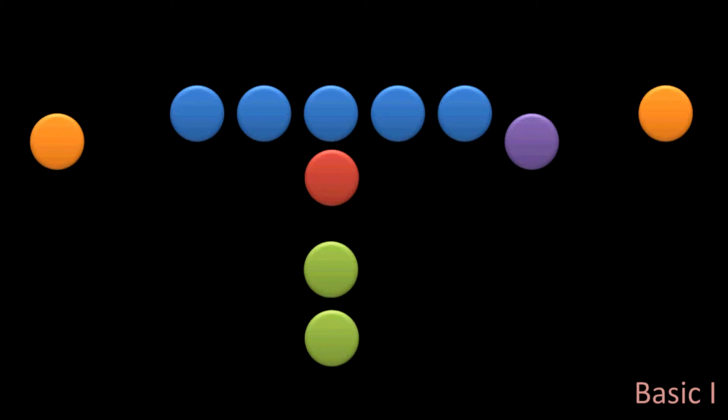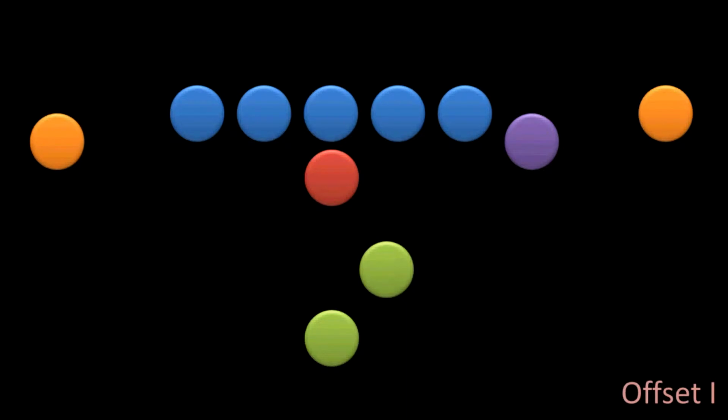There are a few variations that you can make on the formation while keeping this I, like pulling one of the wide receivers in to be a second tight end, or the fullback can slightly shift to the left or the right side, and this would be called an offset I.